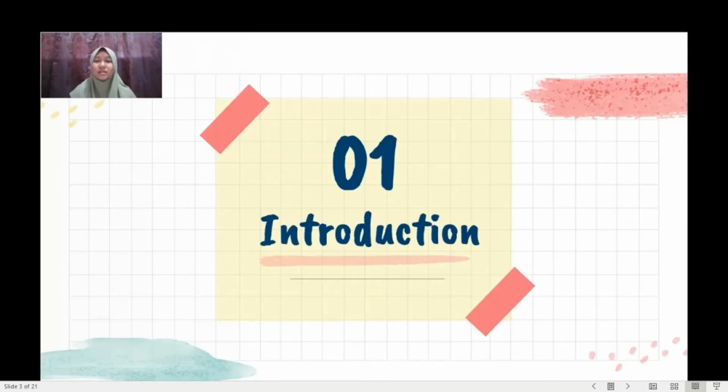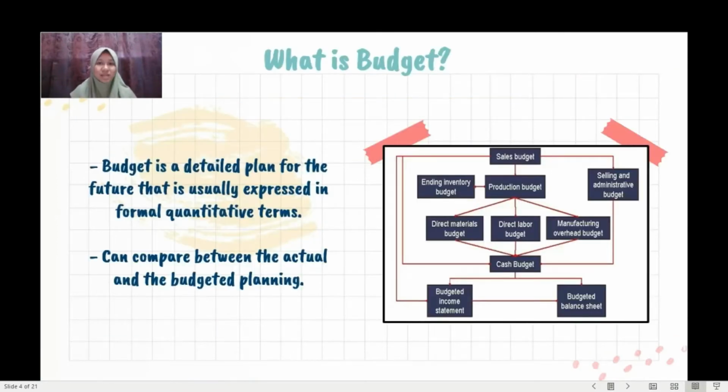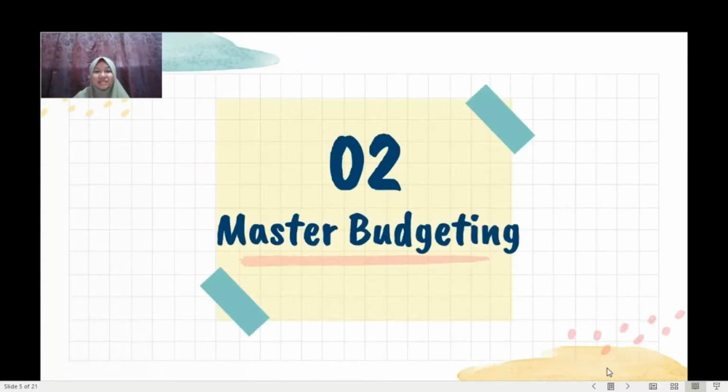The first part, introduction. What is budget? Budget is a detailed plan for the future that is usually expressed in formal quantitative terms. So we can make the comparison between the actual and the budgeted planning. The figure on the screen shows the flow of the master budgeting. We begin from the sales budget and come out with the budgeted income statement and balance sheet. Next, we go to the master budgeting.